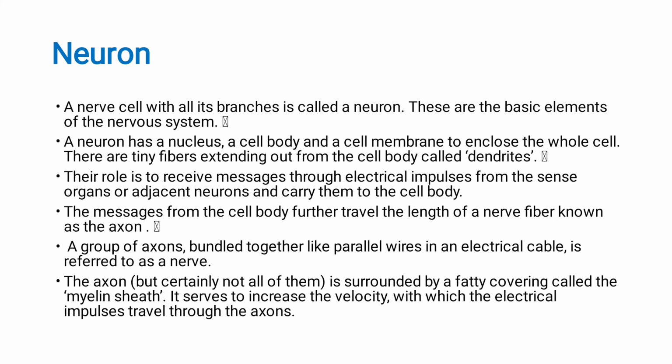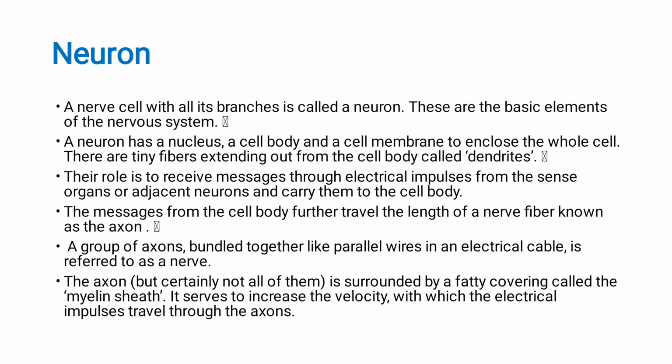The message from the cell body further travels the length of a nerve fiber known as the axon. So first, the dendrites carry the electrical impulses to the cell body, and from the cell body the impulses travel through the length of the nerve fiber by means of the axon. A group of axons bundled together like an electrical cable is referred to as a nerve. So from the dendrites the impulses travel through the axon, and from the axon a bundle of nerve fibers carries the information, which is called a nerve.